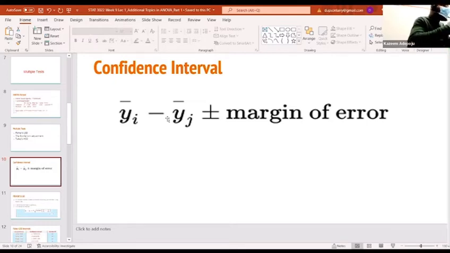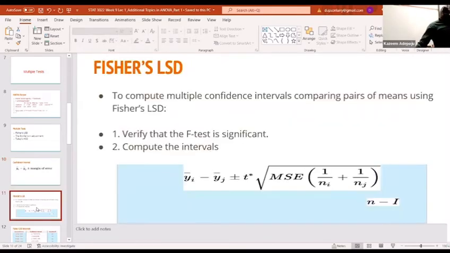But when you look at the Fisher LSD, the Bonferroni correction, and the Tukey HSD, of course the margin of error will not be the same. Now I'm going to show you. Let me start with the Fisher LSD.